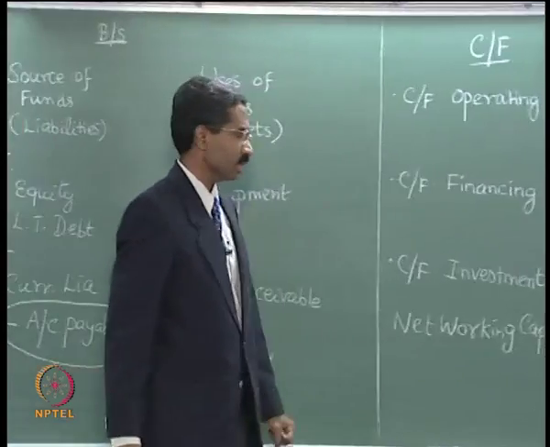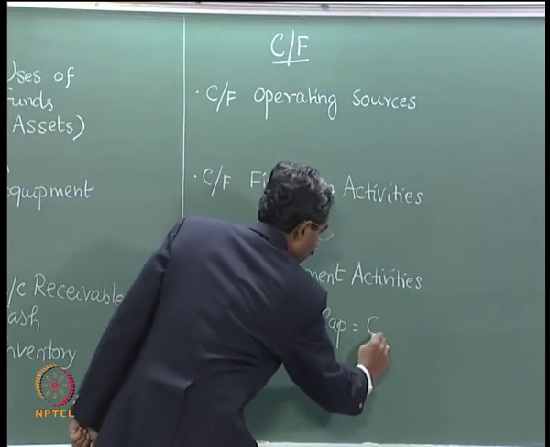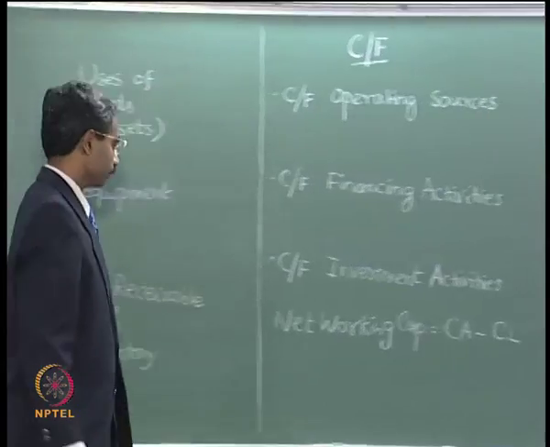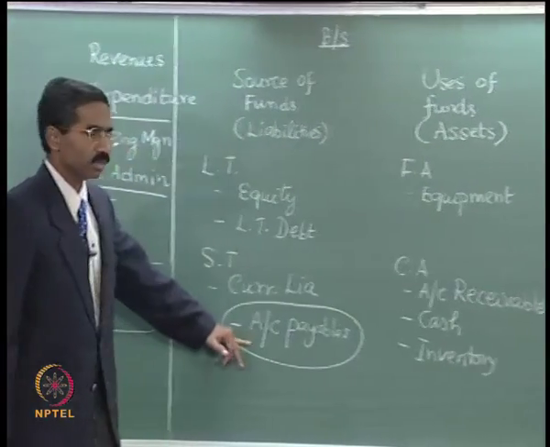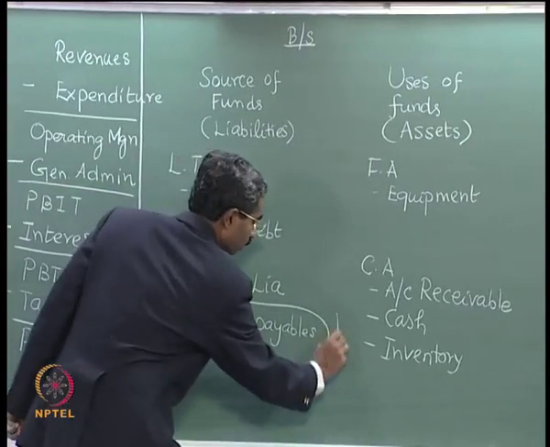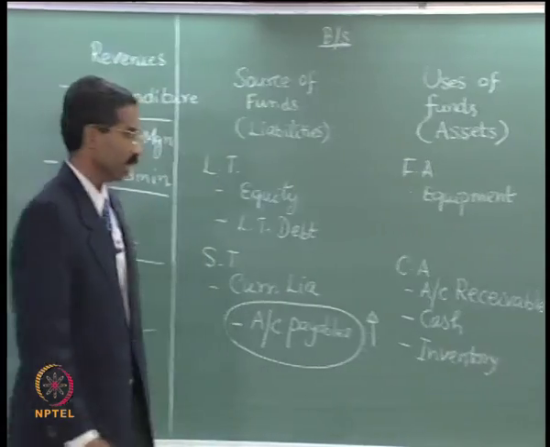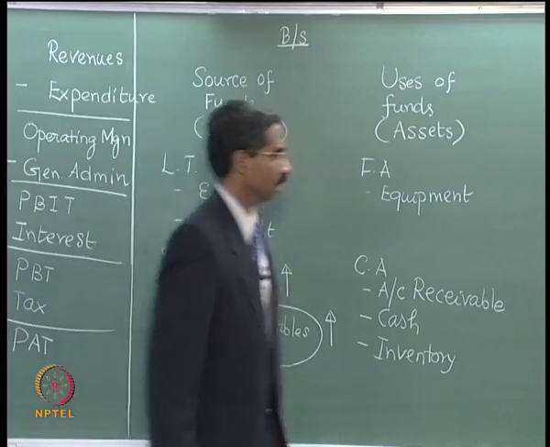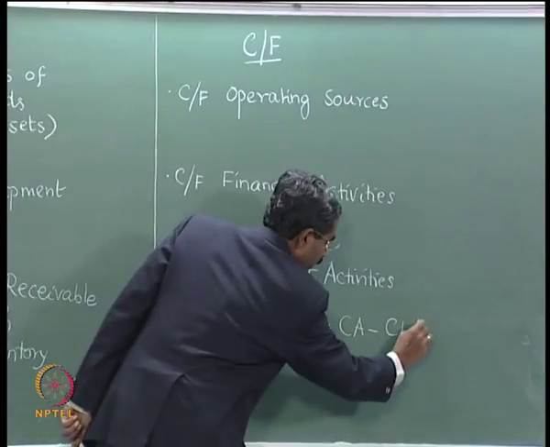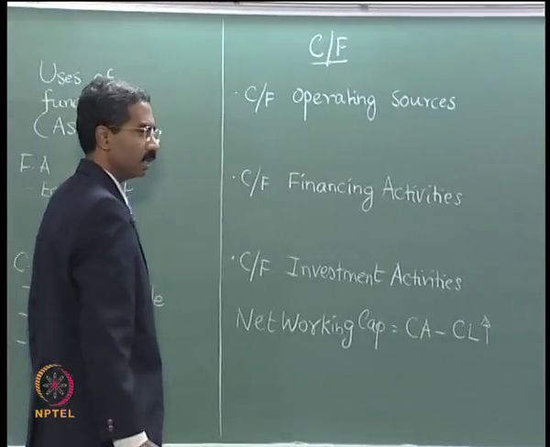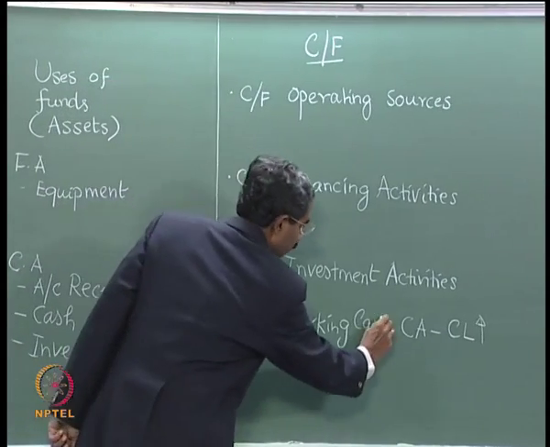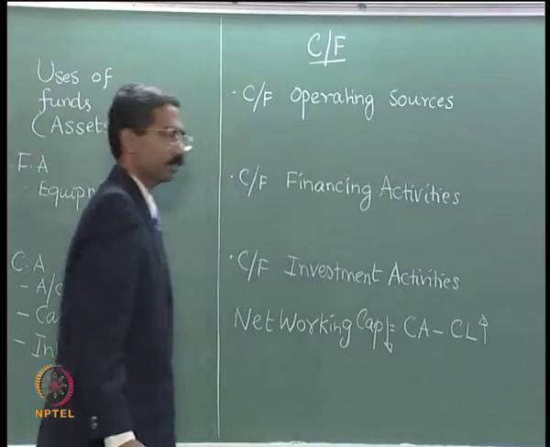Net working capital is nothing but your current assets minus your current liabilities. Now if the accounts payable is going to increase, that means the current liabilities will also increase. Now if the current liabilities increase, then what is actually going to happen to the net working capital? The net working capital is going to reduce.